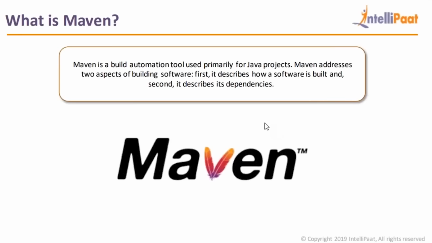So guys, Maven is a build automation tool. It helps you to build your software code, and it addresses 2 aspects of building software. First, it describes how a software is built, and second, it describes its dependencies, right?